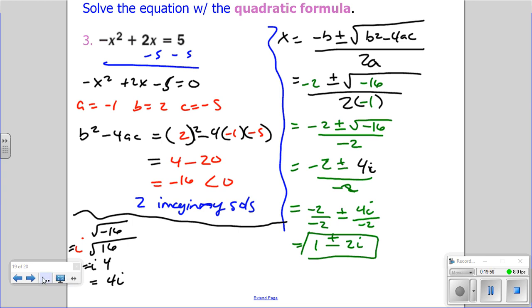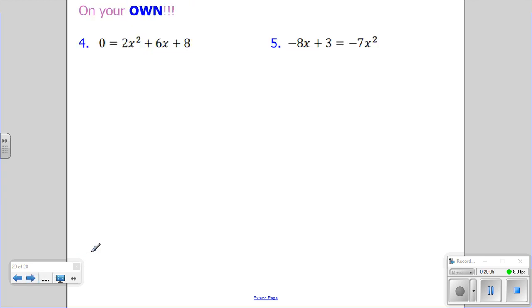Well, this concludes our lesson. Please do the extra practice problems on your own. For those who don't have a note guide, here they are. Good luck.